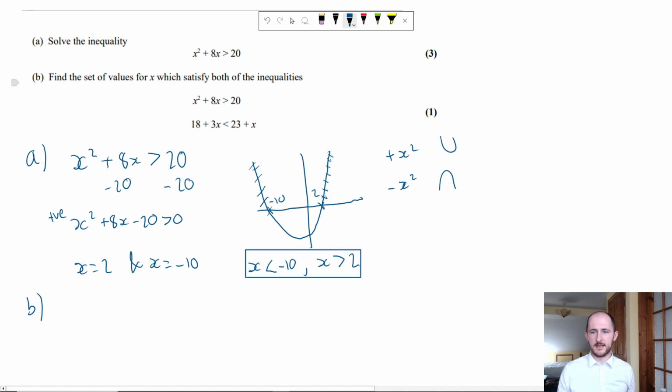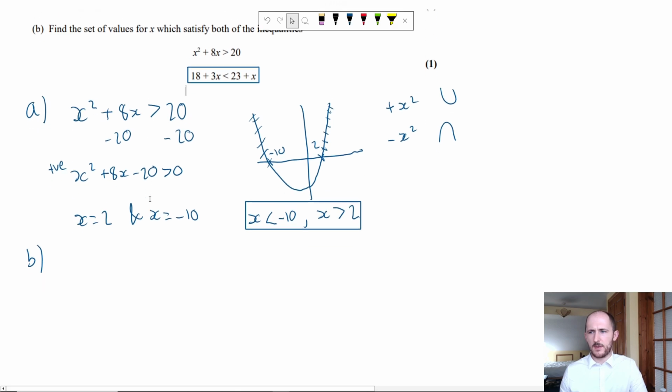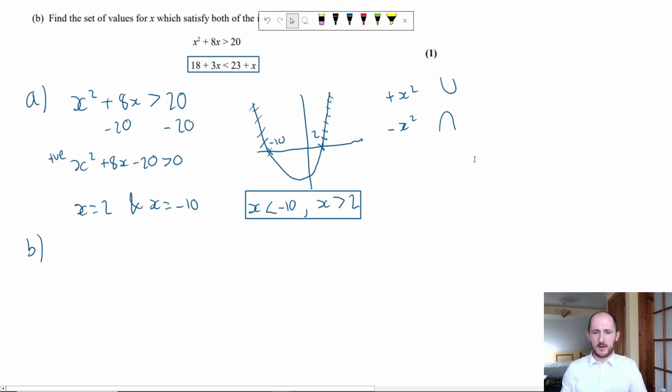But now what we need to do is actually solve this expression over here. This inequality over here. So let's write that out quickly. And it's a 1 mark question, so you might be thinking, okay, this can't take too long. And you would be right. This is just solving a linear inequality, which I'm assuming you're okay with. It's solving a linear equation, basically.